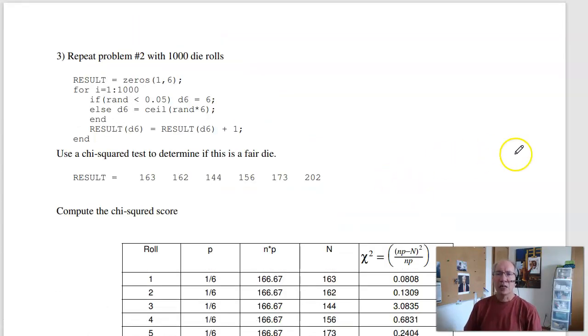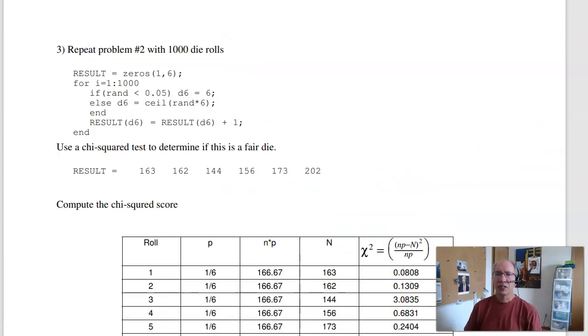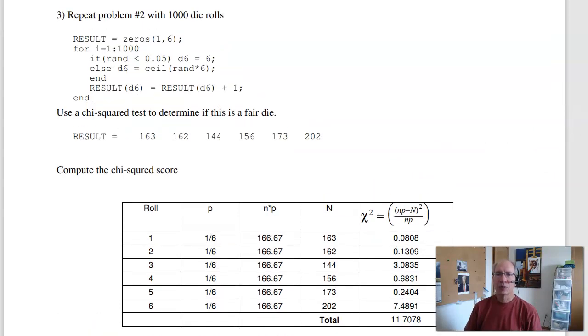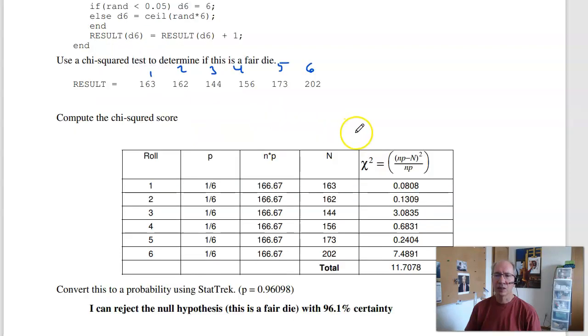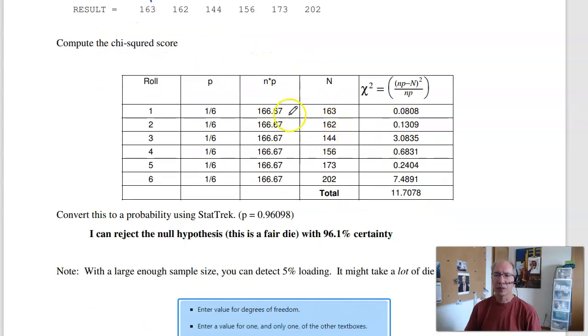Suppose I had 1,000 die rolls. Then could I detect it? So same procedure as before, but now roll the dice 1,000 times. Here I got this many 1s, 2s, 3s, 4s, 5s, and 6s. Put them in a chi-squared table, take the difference squared, divide by expected value, add them all up. I now got 11.